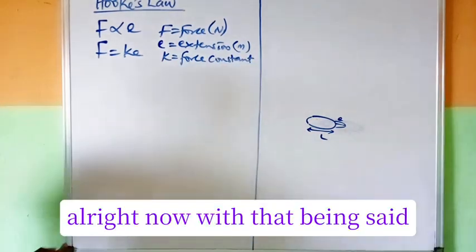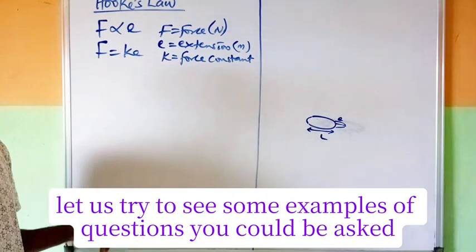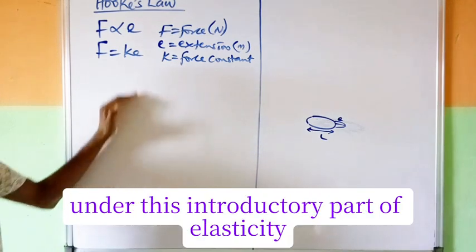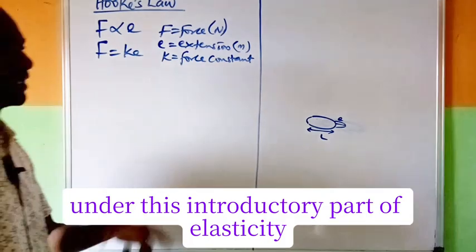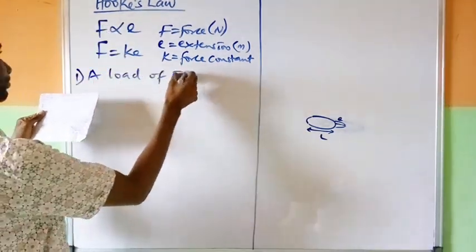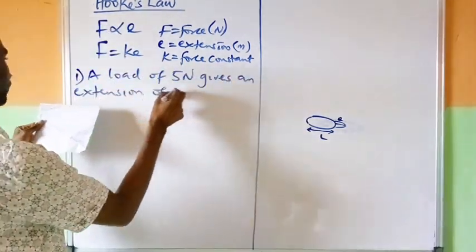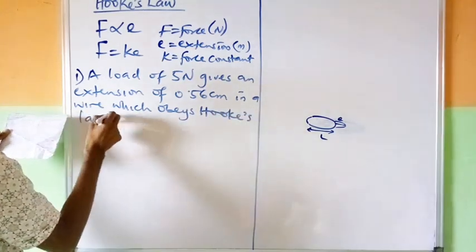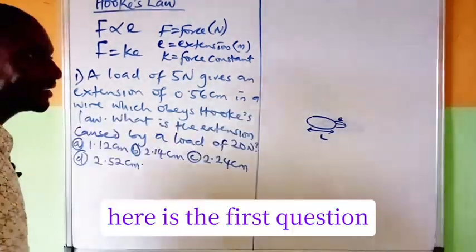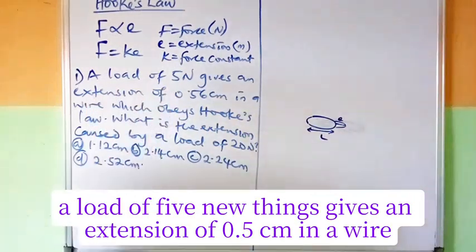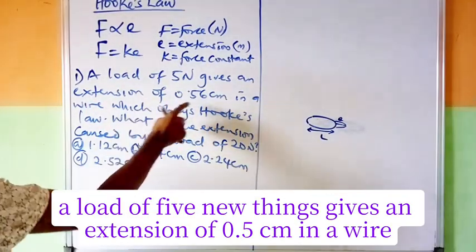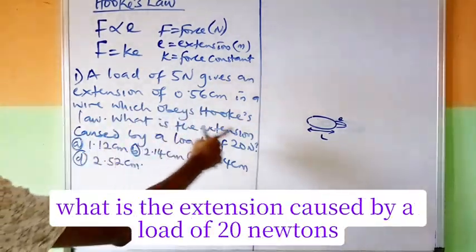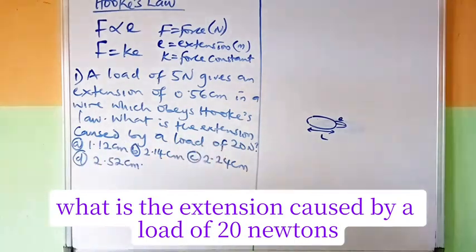Alright, now with that being said, let us see some examples of questions you could be asked under this introductory part of elasticity. Here is the first question. A load of 5 newtons gives an extension of 0.5 centimeters in a wire which obeys Hooke's law. What is the extension caused by a load of 20 newtons?